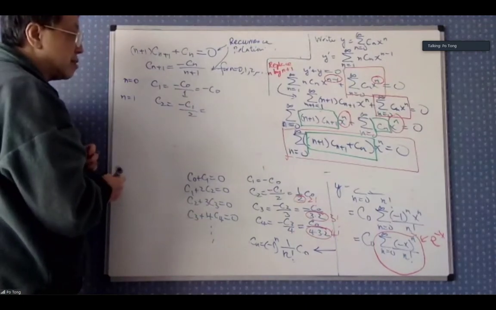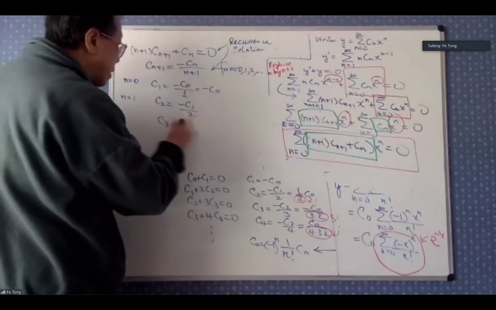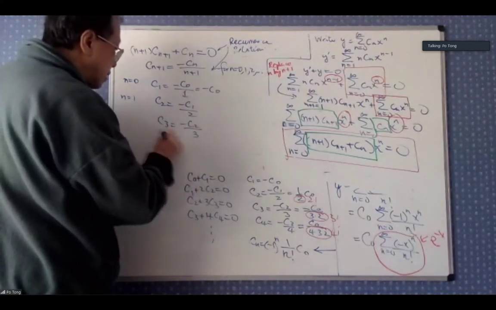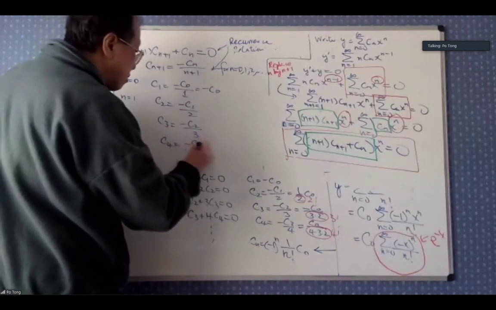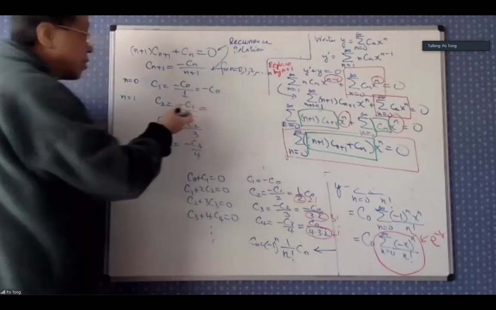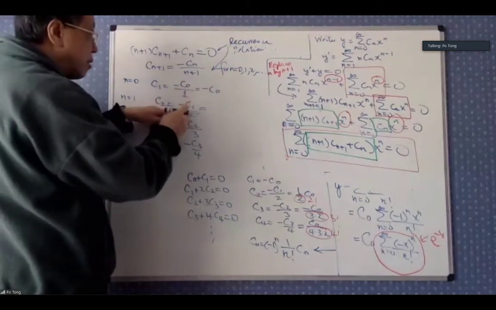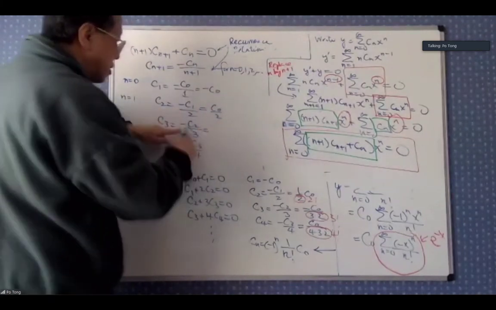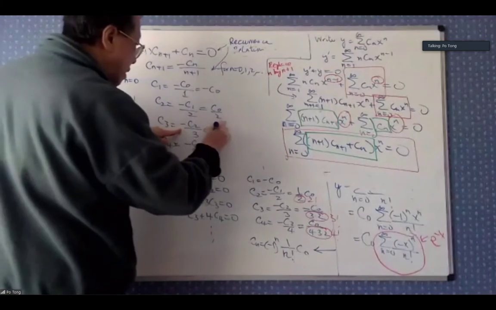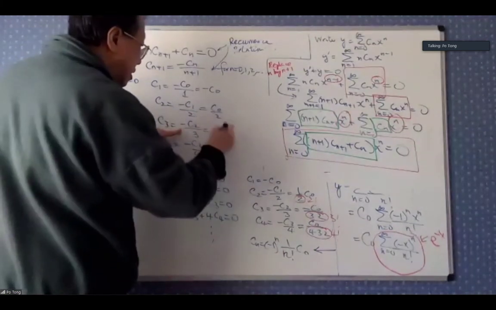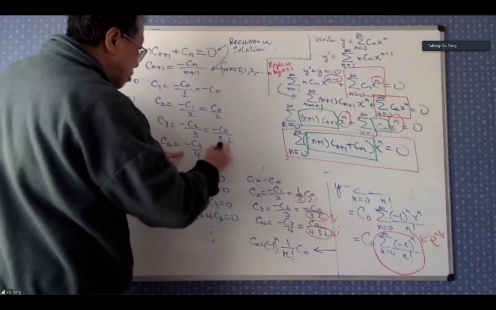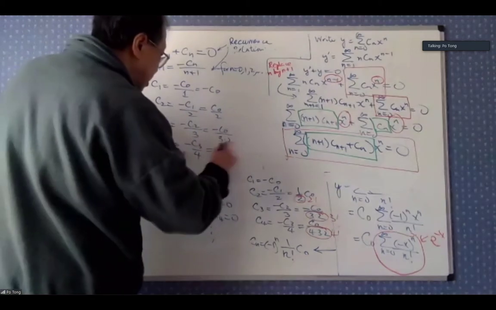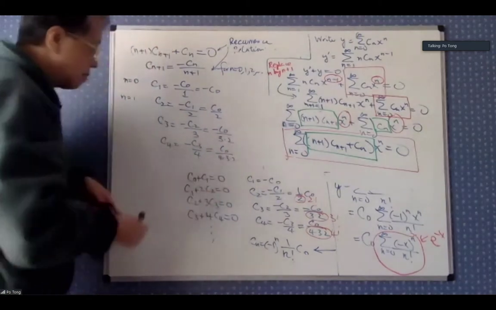And so on. C3 will be minus C2 over 3, and C4 will be minus C3 over 4. But we can do this iteratively, right? Now C2 is minus C1 over 2, but C1 is minus C0, so this will be C0 over 2. C3 will be minus C2 over 3, which becomes negative C0 over 3 times 2. C4 will be negative of this, negative and negative become positive, C0 over 4 times 3 times 2. And so on.